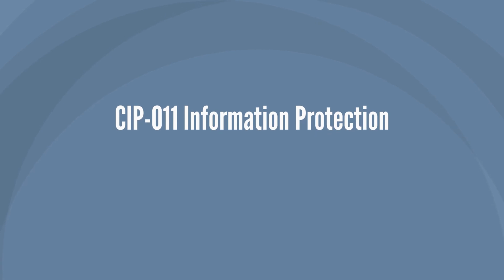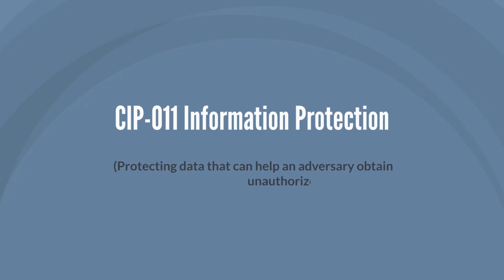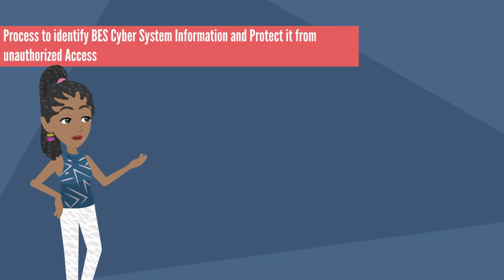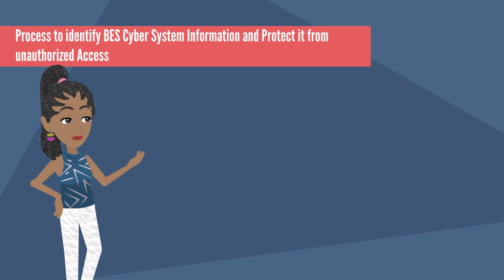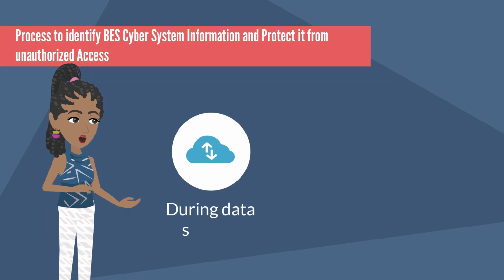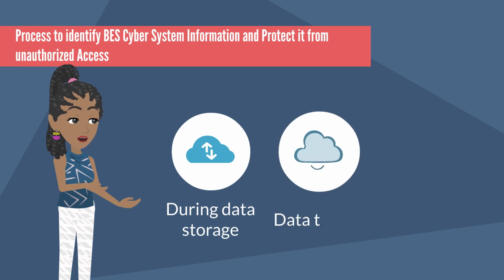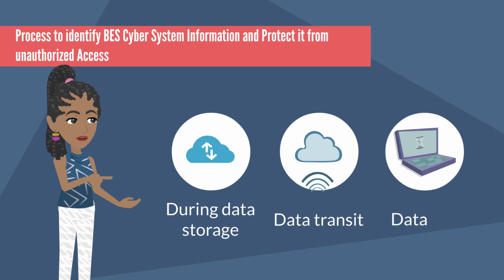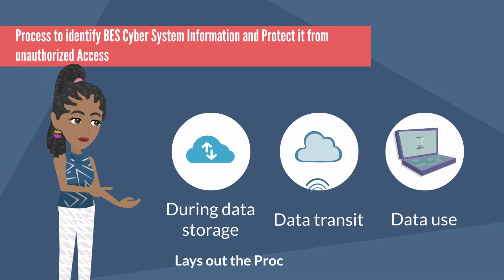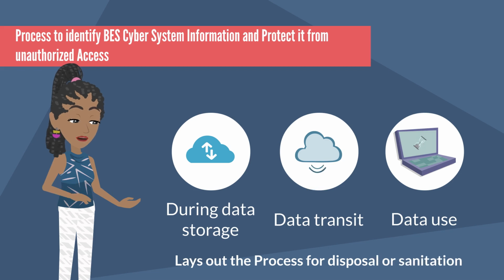CIP 11, Information Protection. Protecting data that can help an adversary obtain unauthorized access. Process to identify BES cyber system information and protect it from unauthorized access during data storage, data transit, and data use. Lays out the process for disposal or sanitation.